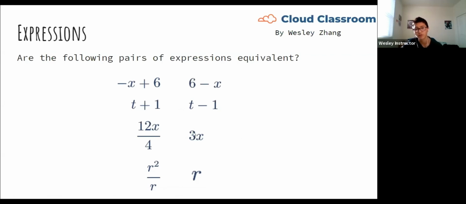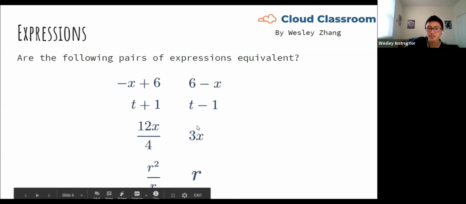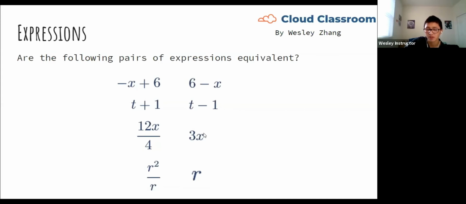12x divided by 4 and 3x. These are equivalent because we can simplify 12x over 4. We simply divide 12 by 4, and that becomes 3, and we have 3 times x, or 3x. When you see a number and a variable like this, it's really 3 times a number x. So if we plug in a number such as 3 for x, this becomes 3 times 3, which is 9. But x is not necessarily 3. It's just a representation, so we say 3 times x, or 3x.